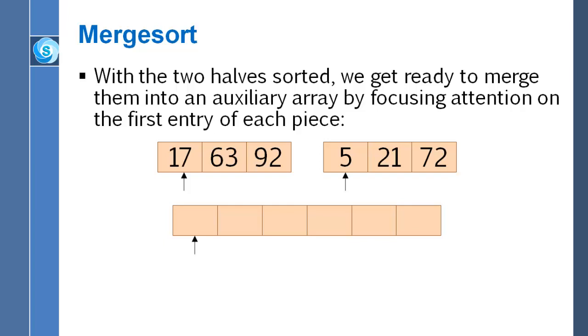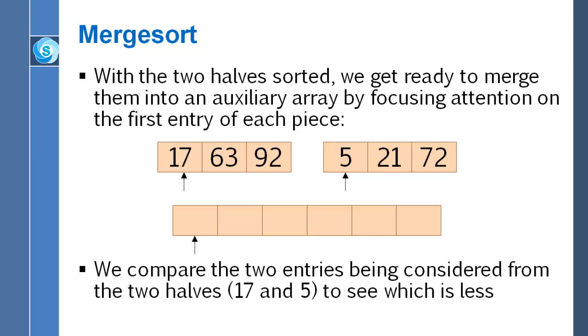I have arrows, 3 of them. I've got an arrow to help me keep my place. Later on in actual code, these will correspond to index variables used to index into the arrays. So anyway, there's an arrow pointing to the first entry in the first half of the original array. There's an arrow pointing at the beginning of the second half of the original array. And there's also an arrow pointing to the beginning of the auxiliary array.